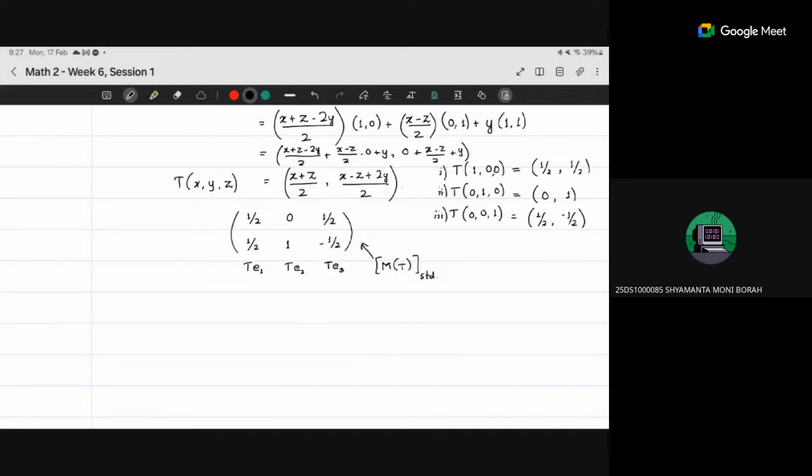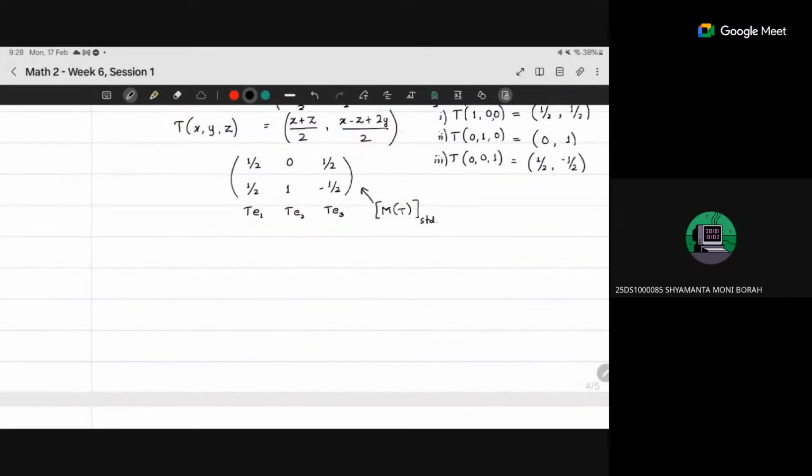Okay. Just do x plus z by 2 for 1 0 0, for example. That will just be 1 plus 0 by 2, which is half, and 1 minus 0 plus 0 by 2, which is half. That's half half. Okay, so basically it's half x plus 0 y plus half z. Okay, got it. I was a bit confused. Now it's fine, right? Yes.